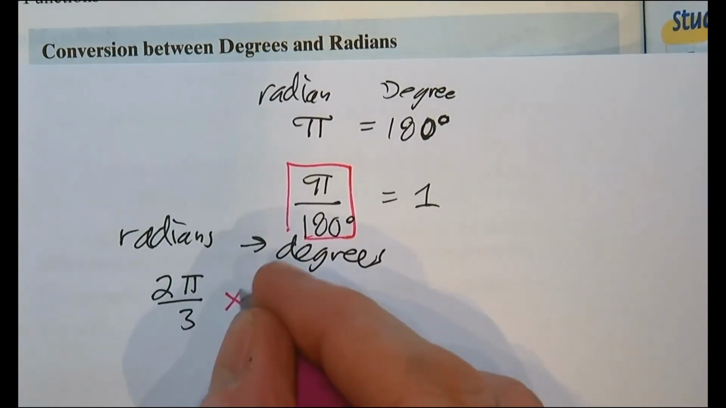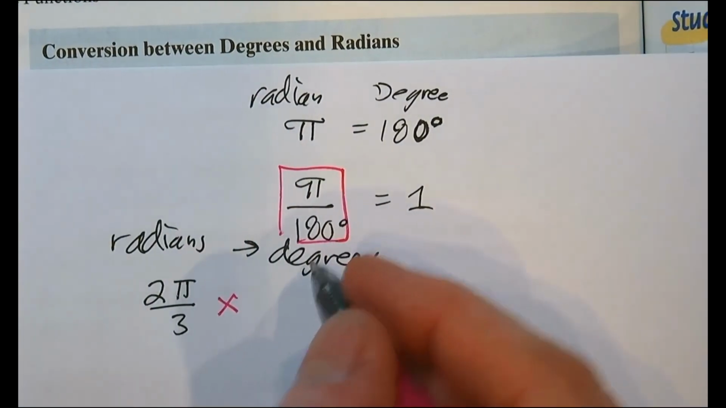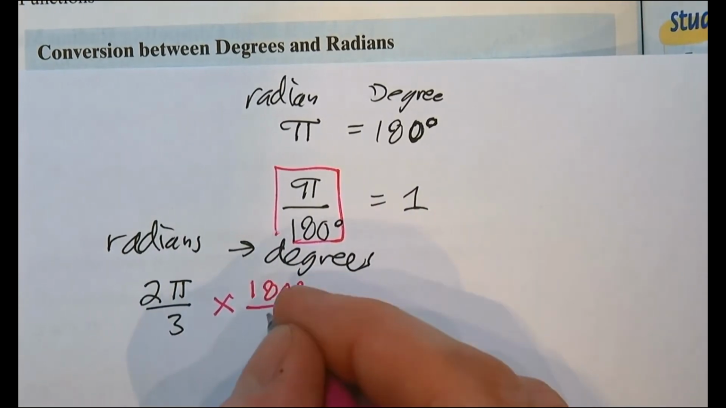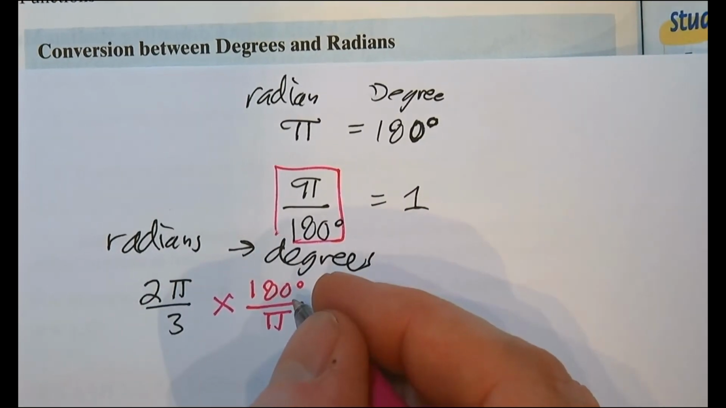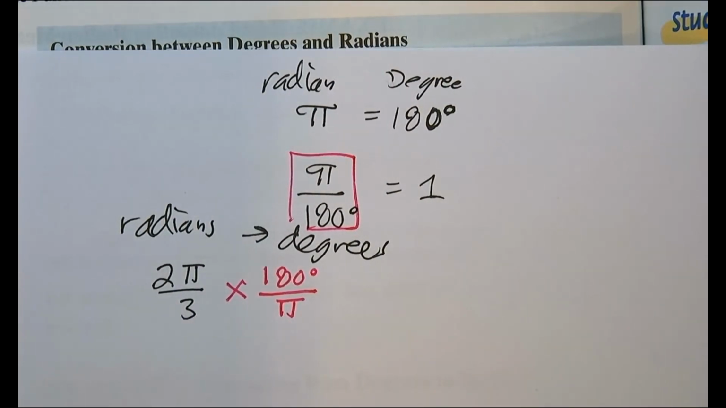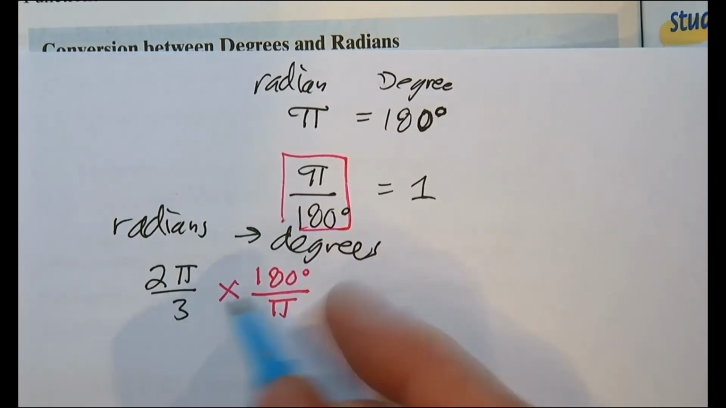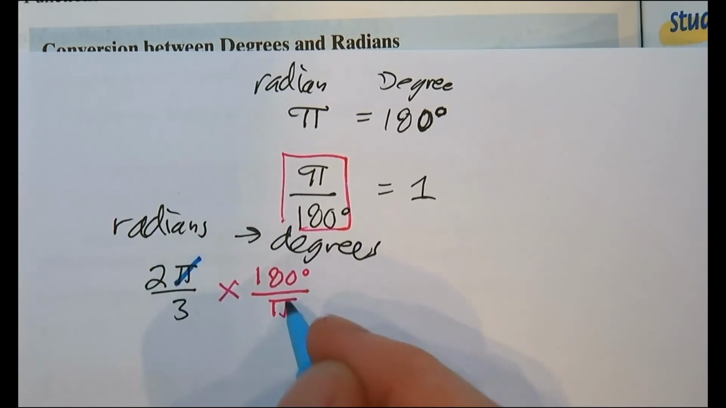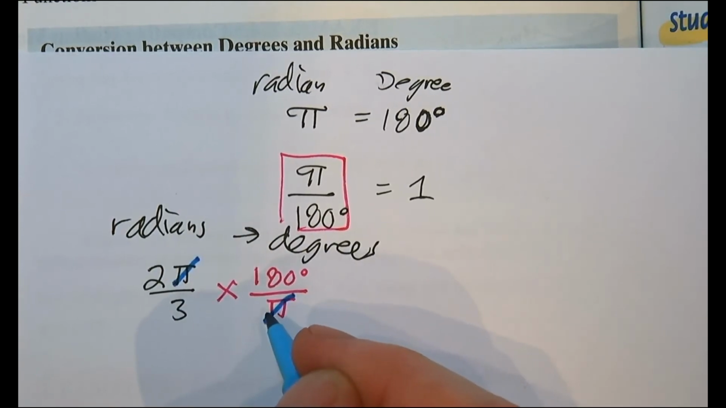You're just going to times it by, well, see, since I want degrees, put degrees on top and pi on the bottom. Why? Because watch what happens. So this is how you convert. Whatever radian you get, use 180 over pi. Because watch, pi's cancel. Cool.